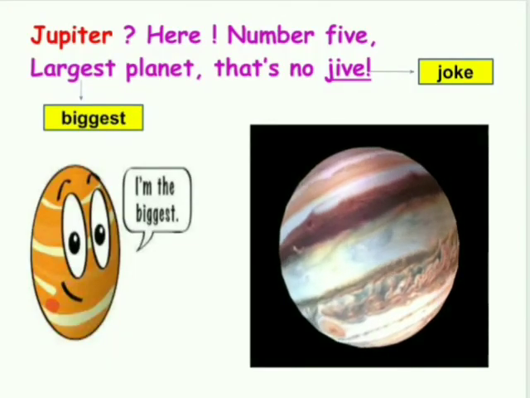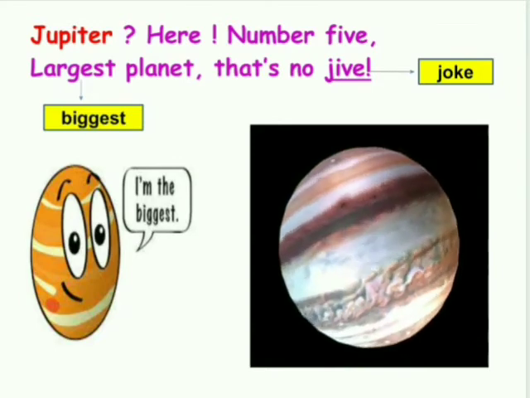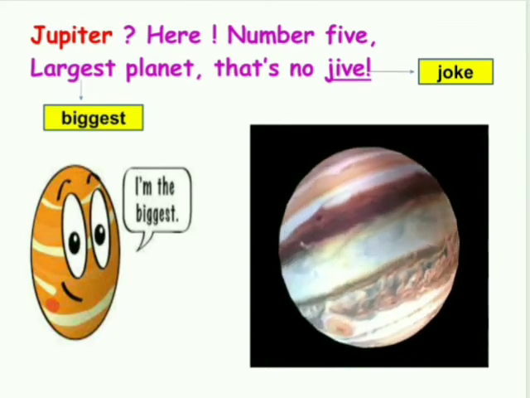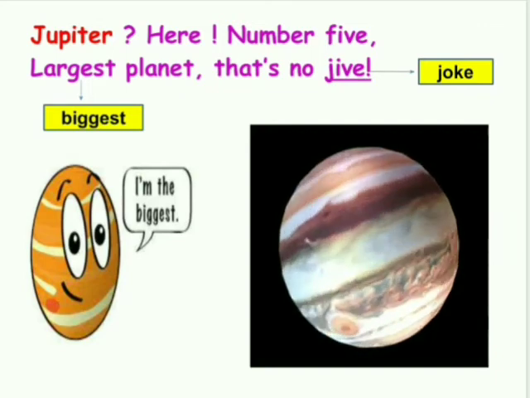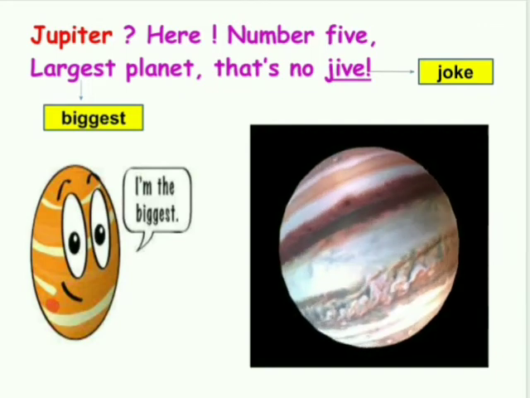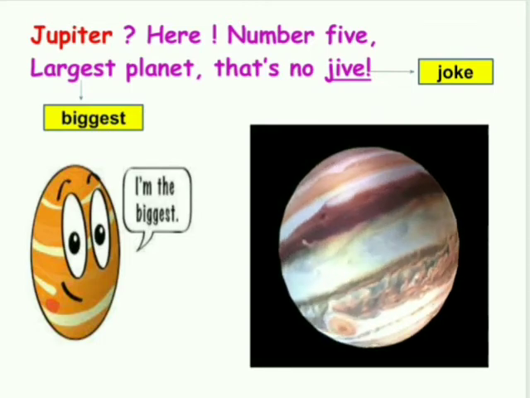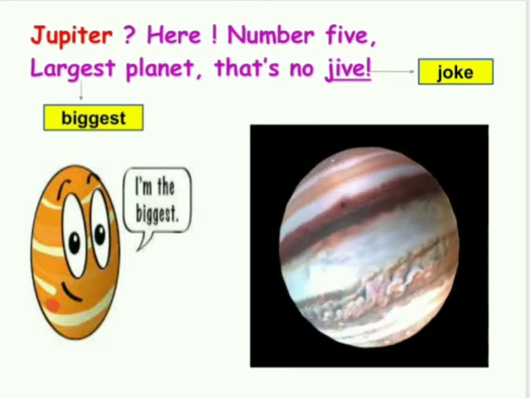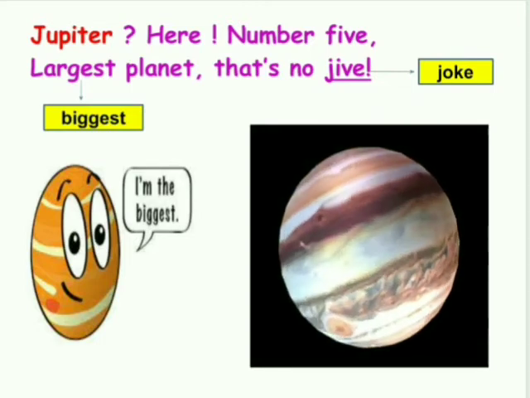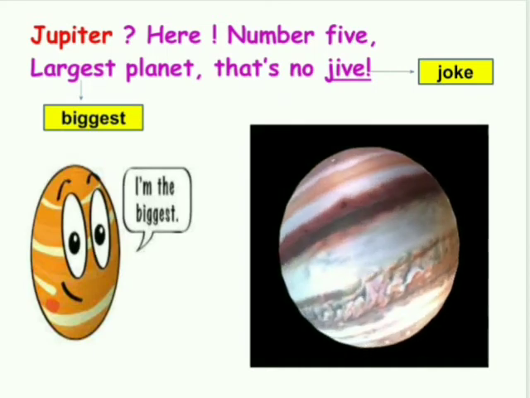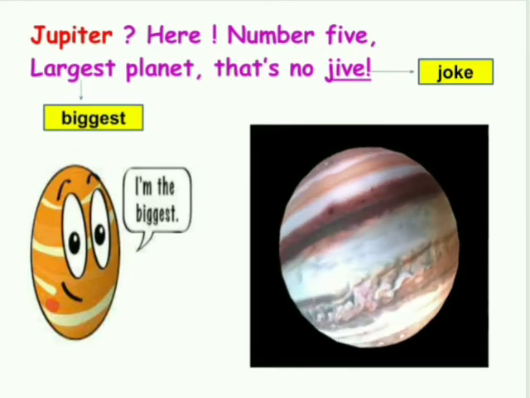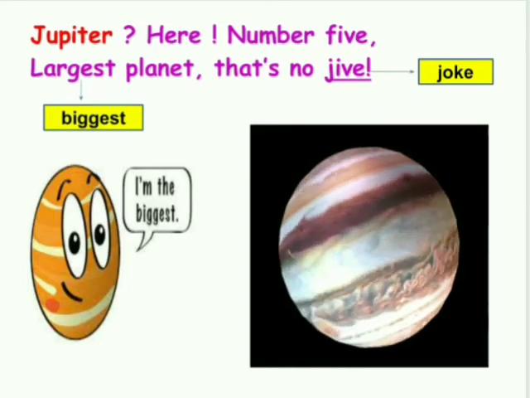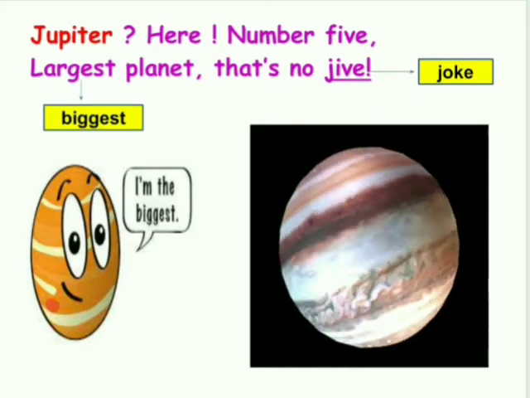Jupiter here, number 5, largest planet, that's no jive. That means it's not a joke, and actually, Jupiter is the biggest planet in the solar system. It is mainly made of gases, therefore, it is also called a gas giant. Now, let's move further.